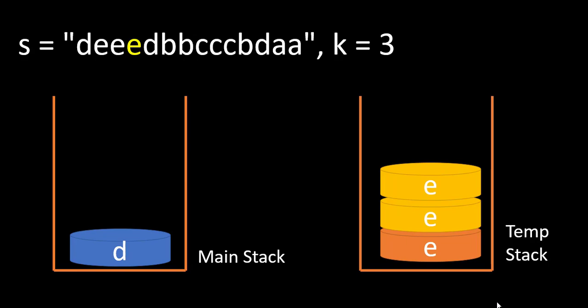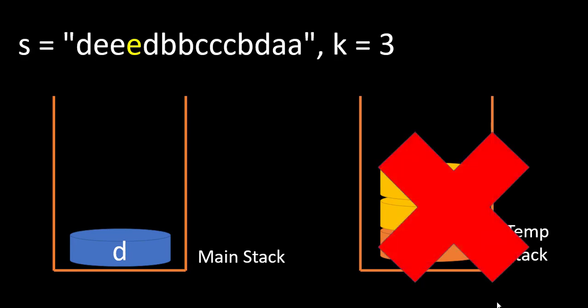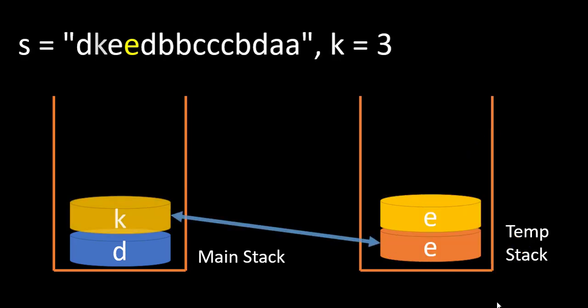Now if this temporary stack is of size k, then we are sure that it contains a continuous string of the same character of length k. So we can just directly discard this temporary stack, and now the main stack contains our resultant string, and we can continue moving forward in this fashion. But now what if the character present at the top of the main stack, which is not k, does not match the character E?